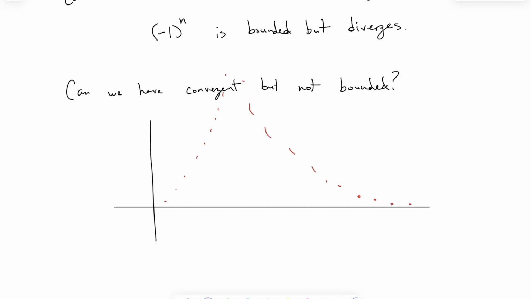Mm-hmm. Yeah. So this is an excellent thing to notice. This kind of a thing, which I'm trying to draw here, that definitely is possible if you're talking about a function. You can have, say, a continuous function which goes up forever and then comes back down and eventually converges, right? But it's not bounded because of this thing. That is possible with a continuous function. Can you do that with a sequence, though?